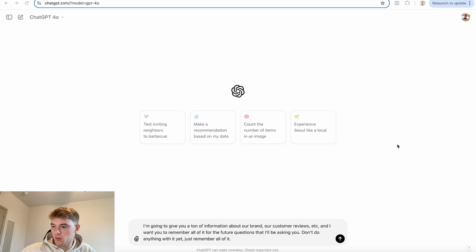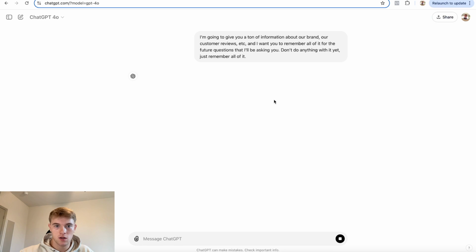All right, so I forgot to mention that what we want to do to start this process off is give AI a prompt that basically tells it what we're going to be doing so that it knows how to work with us. Remember, you want to give AI exactly what you want it to do. So I'm saying I'm going to give you a ton of information about our brand, our customer reviews, etc. And I want you to remember all of it for the future questions that I'll be asking you. Don't do anything with it yet. Just remember all of it. So I'm going to send this in. Now I'm going to go ahead and find all of that brand information, and we'll get rolling from there.